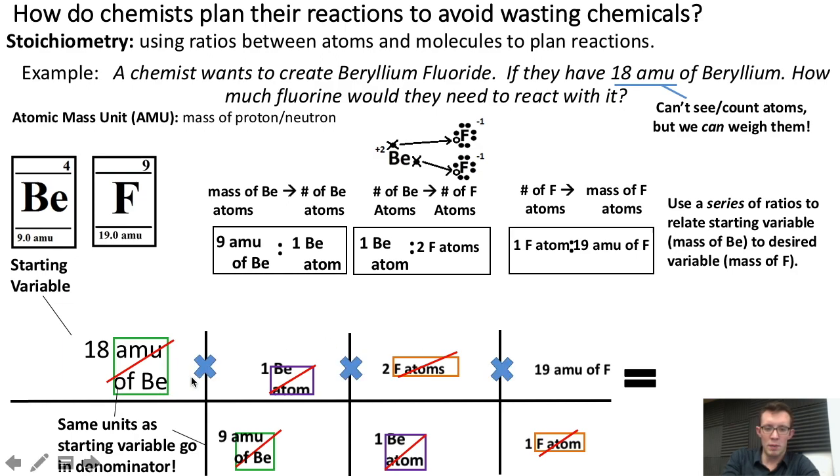Then by multiplying across our numerators and dividing by our denominators, we would see that the mass of fluorine that we would need to react with 18 atomic mass units of beryllium is 76 atomic mass units of fluorine.